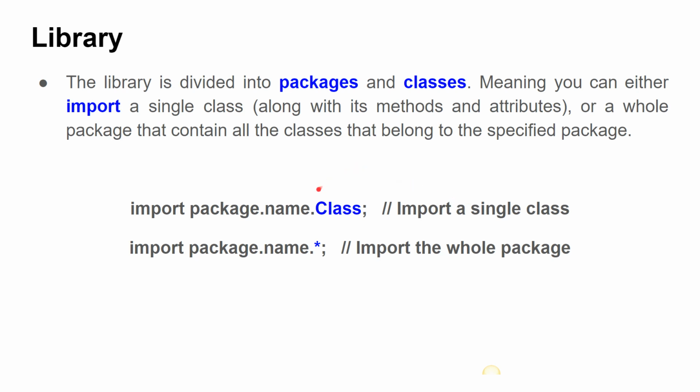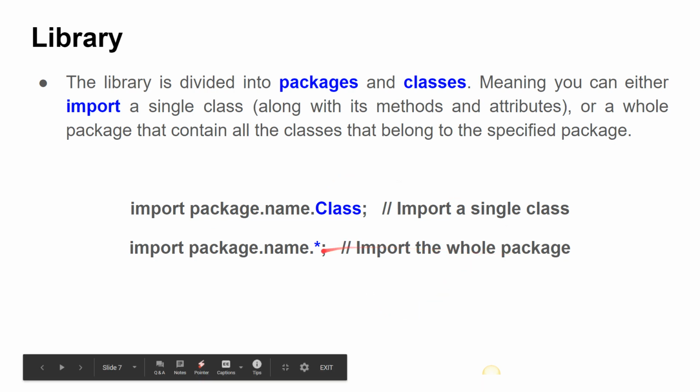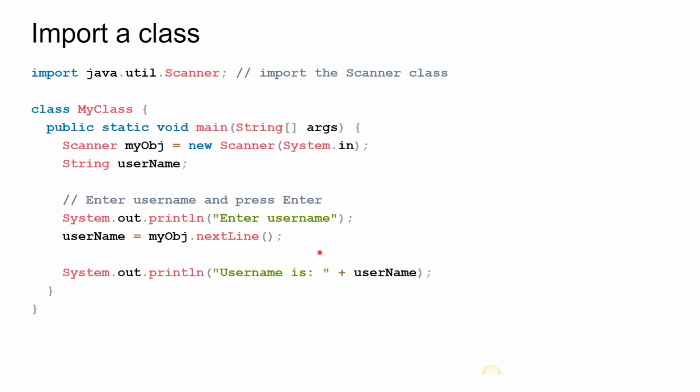This is the syntax. Import a single class, and to import a whole package, use star. So here, let me take a simple example of how to import a single class. Make use of the import keyword, space, java.util.Scanner. Scanner is a class, an inbuilt class. And next line is what? It is a non-static method of the Scanner class.